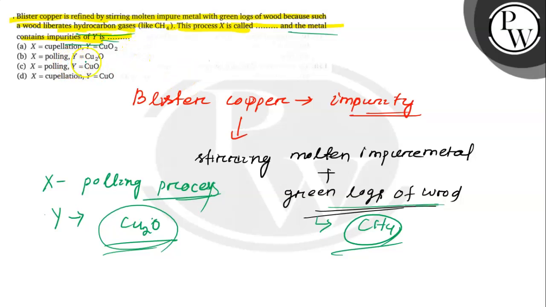So here X is poling and Y is equal to Cu2O. That is the correct answer for this question, option number B.